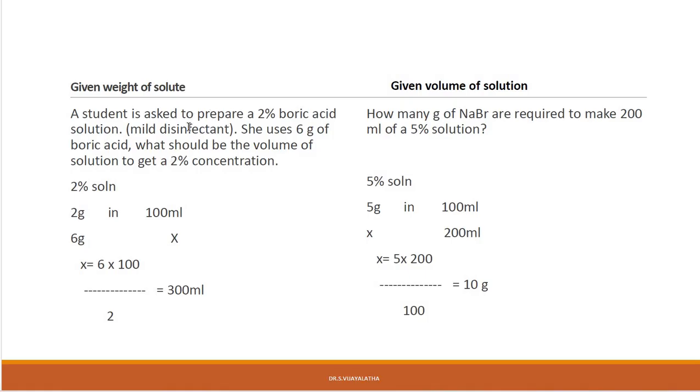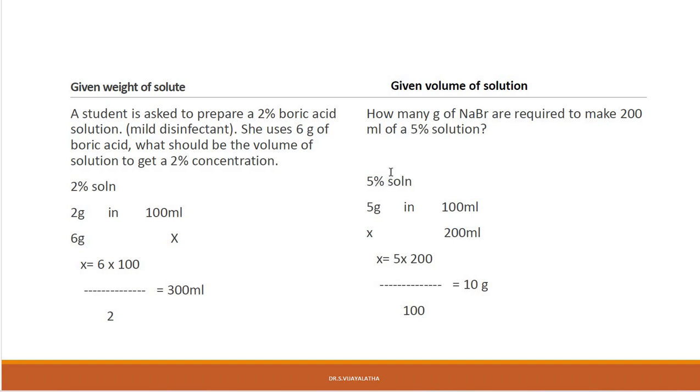So suppose a 2% boric acid solution is required, but a student has 6 grams of boric acid. So in how much volume of solution should she dissolve so that we get a 2% solution? So a 2% solution means 2 grams in 100 ml. That statement we have to write. Now we have 6 grams. So what should be the volume of the solution? That is X. So X is equal to 6 into 100 by 2, which is 300 ml.